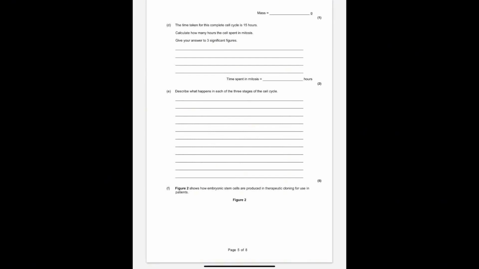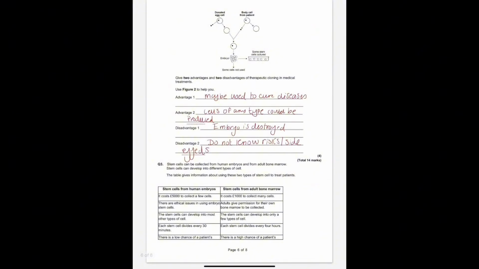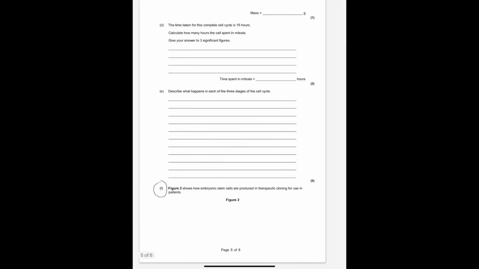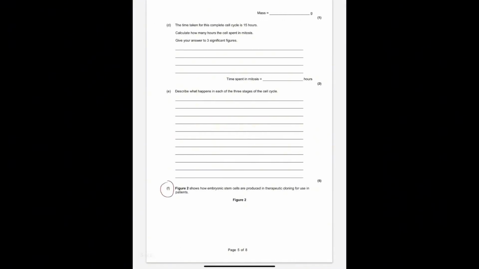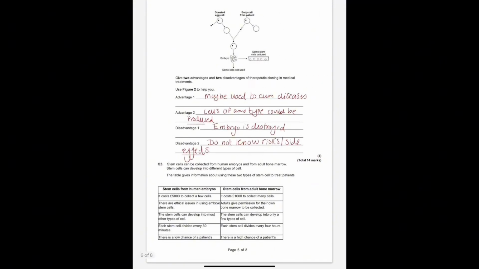Hello there, we are going to go through some exam questions based on therapeutic cloning. So we're looking at this question over here, which is F. Figure 2 shows how embryonic stem cells are produced in therapeutic cloning for the use in patients. So these are embryonic stem cells. And here we have the diagram over here, which shows how the embryonic stem cells are produced in therapeutic cloning. We can see in this diagram.